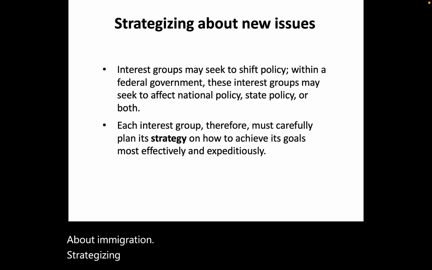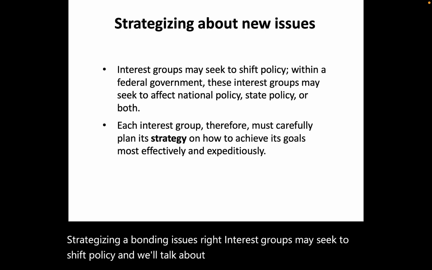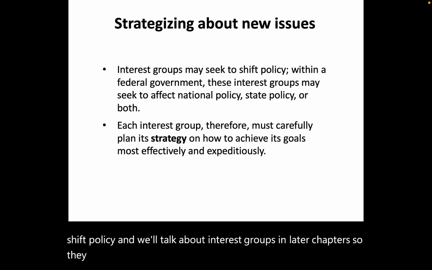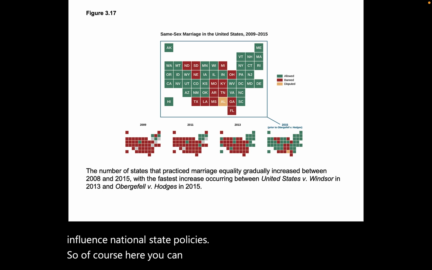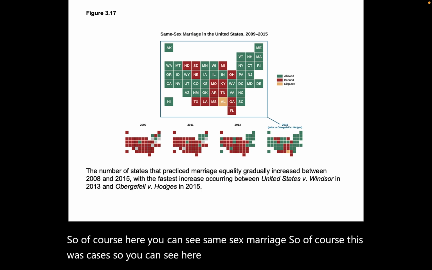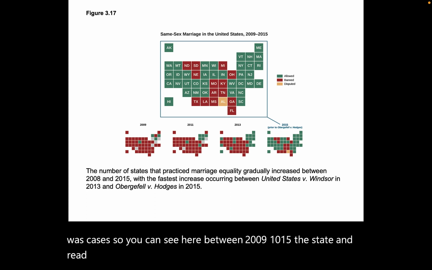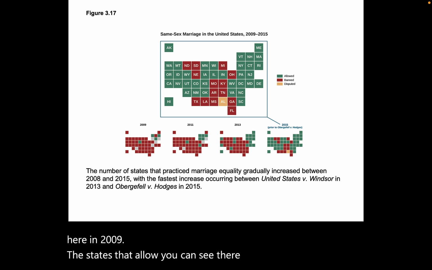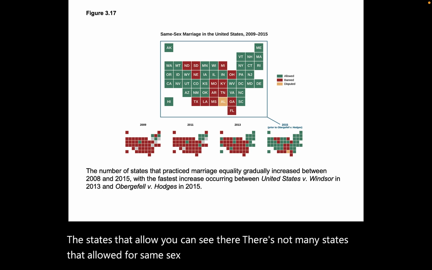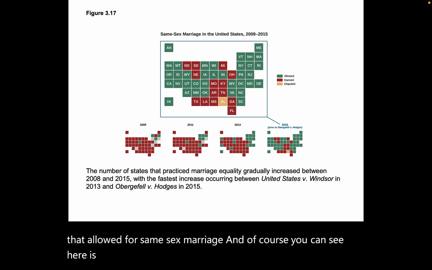Strategizing about new issues, right? Interest groups may seek to shift policy, and we'll talk about interest groups in later chapters. They always want to find ways to strategize how they can influence national and state policies. So, of course, here you can see same-sex marriage. Between 2009 and 2015, the states in red allowed same-sex marriage, and in the other color it was banned, and of course the yellowish was disputed. You can see in 2009 there were not many states that allowed same-sex marriage, and as time went on, same-sex marriage was allowed.